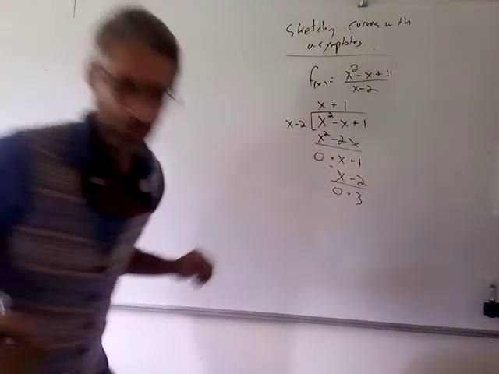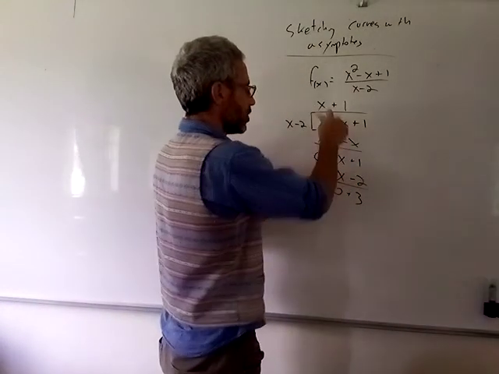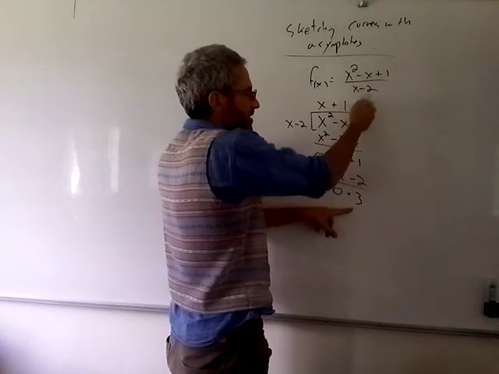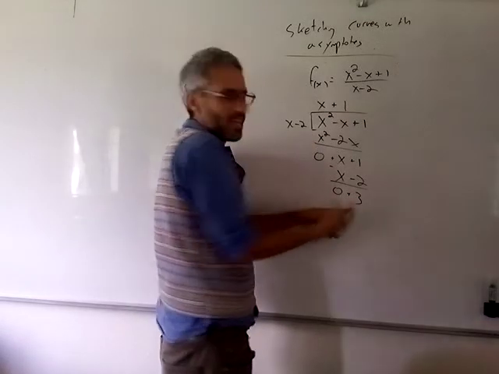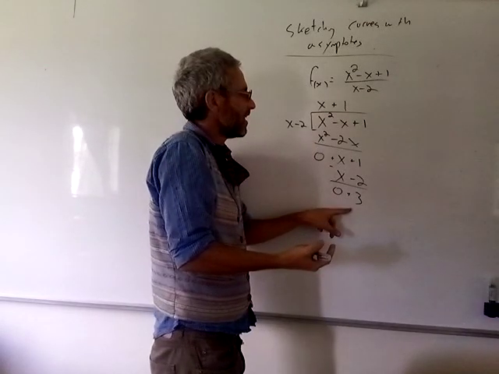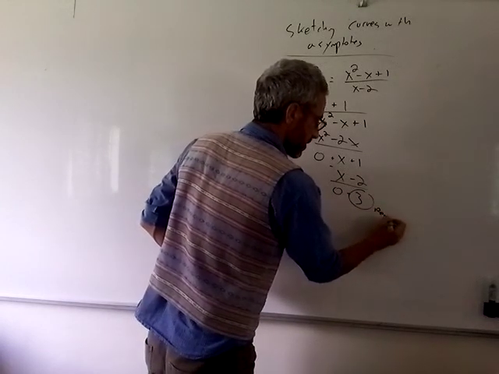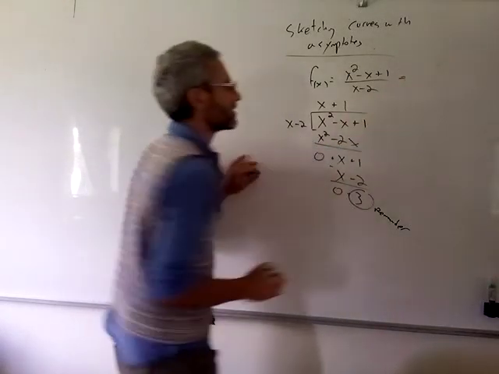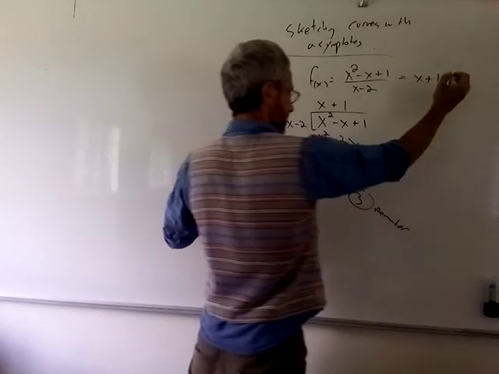I'll just pause here to make sure that I've got it right. All right, so yeah, we got it. We got x plus 1. Now I've got a 3. Whatever I multiply x by, I'm never going to get rid of this 3. That's the remainder. So now the next obstacle is how to write this. So x plus 1 plus 3 over x minus 2.